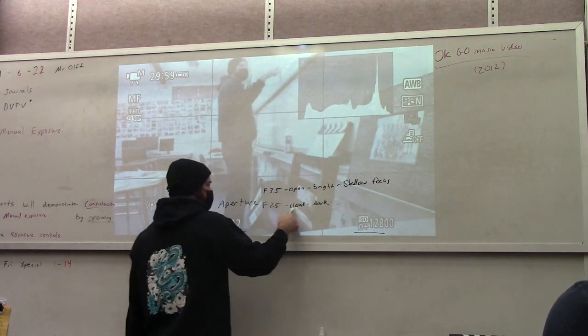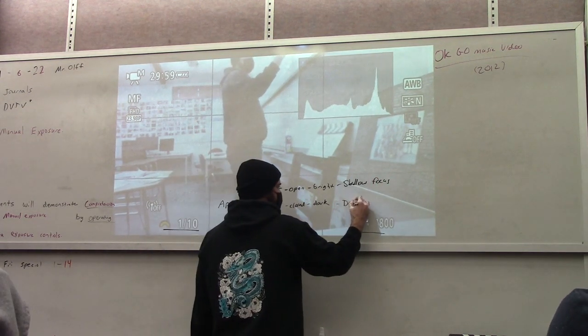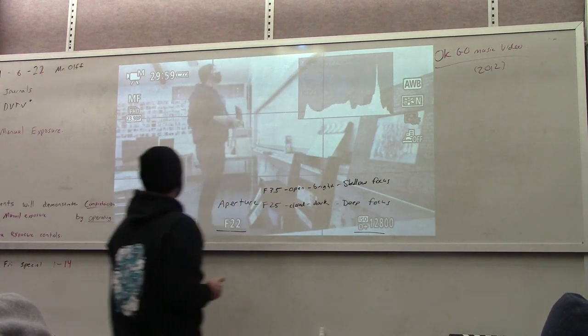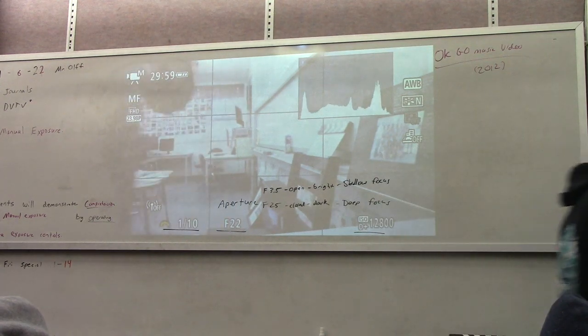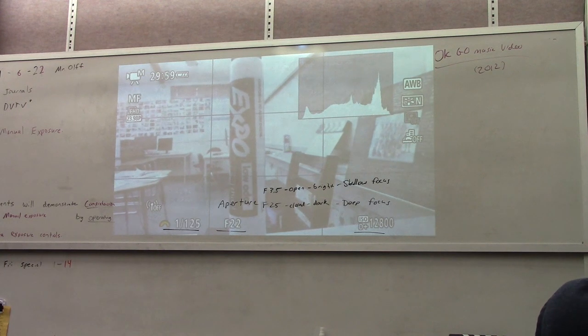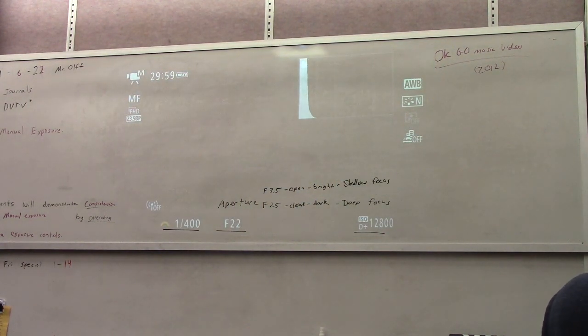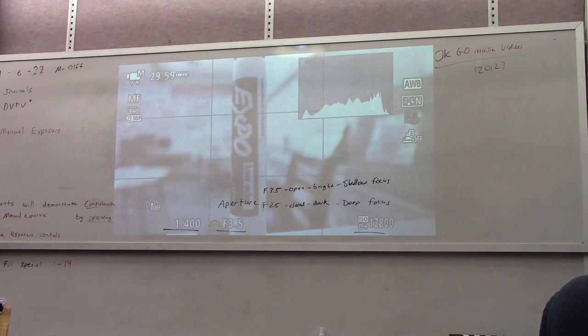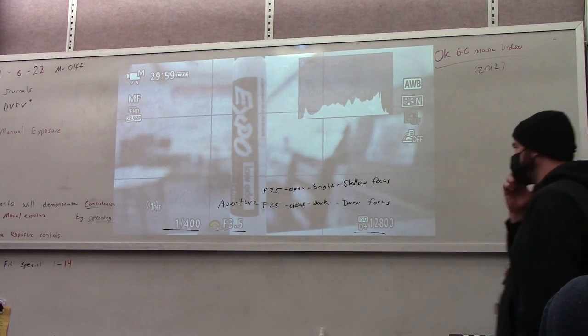When you have a closed dark aperture, you have deep focus, right? The pen and the wall are in focus, all the way back. Whereas if I flip-flop those values, like this, now only the pen is in focus.